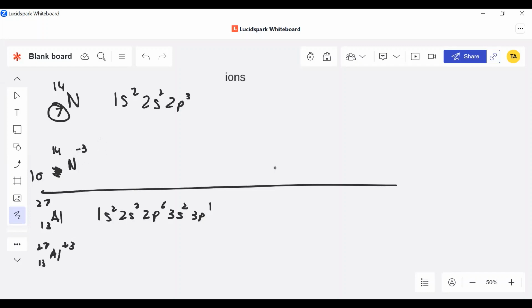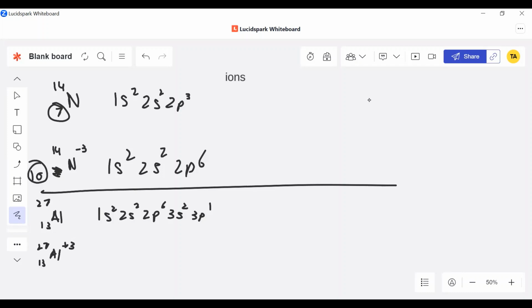So what would be the new configuration of nitrogen with -3? I write 1s2, 2s2, 2p. Instead of writing 3 now, because nitrogen gained 3 more electrons, I'll write 6. So 4 plus 6 gives me 10. So I have 10 electrons.